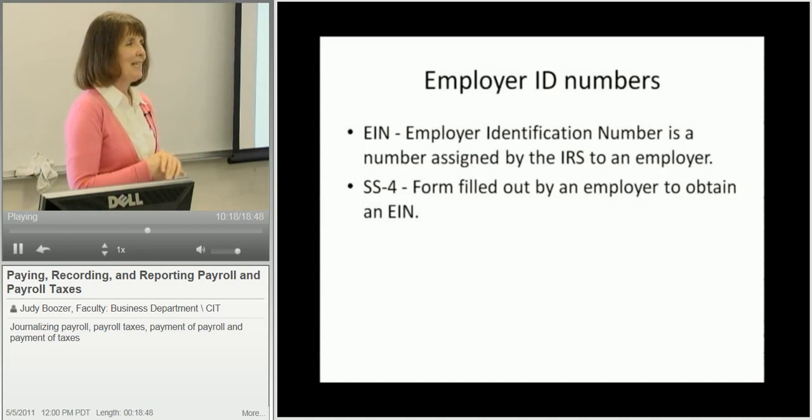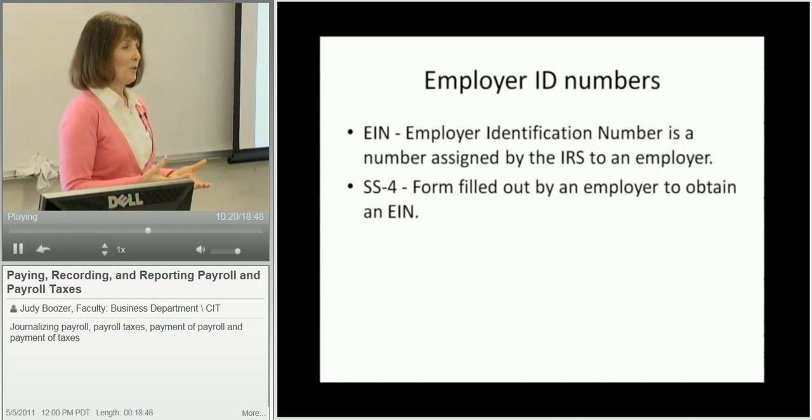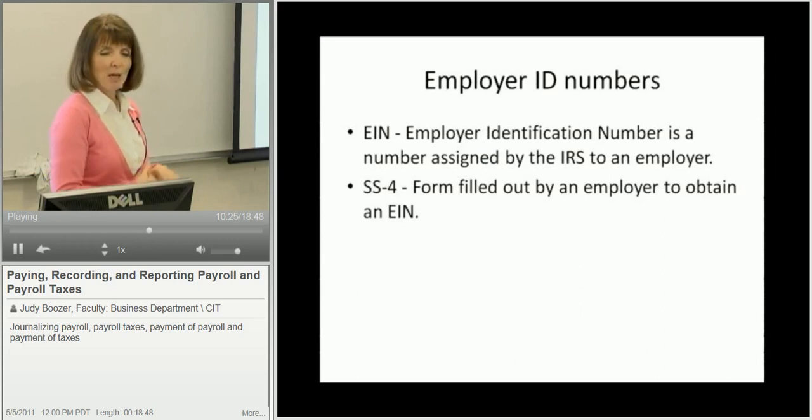Now, employers need ID numbers for their business. So this employer identification number is assigned to them by the IRS. And an SS-4 form is filled out to obtain this employer identification number. Now, these aren't things you're going to have to do for this class. This is just for information only. Remember, I told you you're not going to fill out those types of forms.